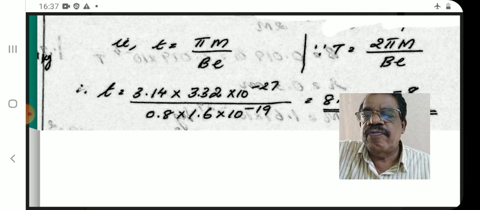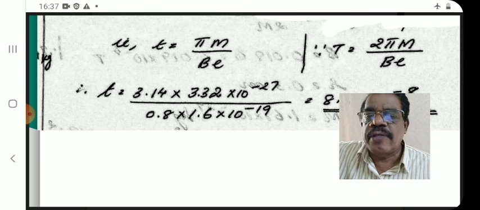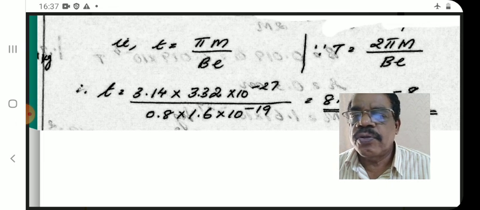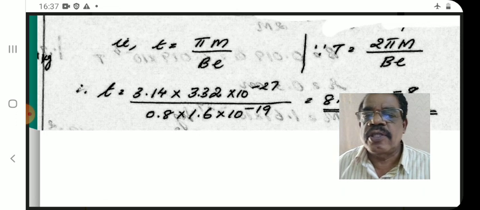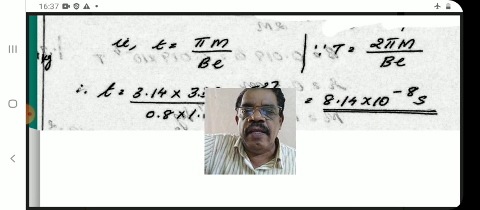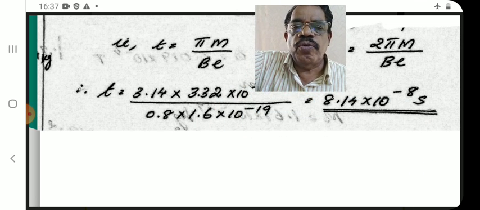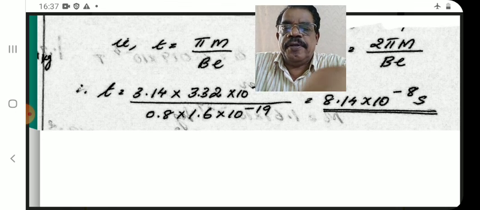That is t is 3.14 into 3.32 (deuteron mass) into 10 raised to minus 27 by 0.8 into 1.6 into 10 raised to minus 19, which is 8.14 into 10 raised to minus 8 second. Answer.